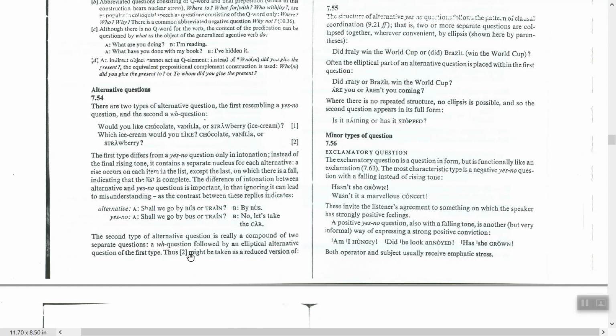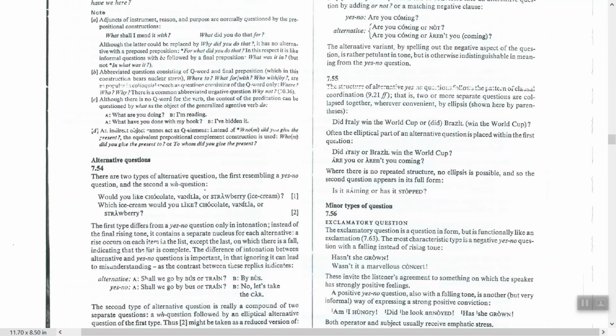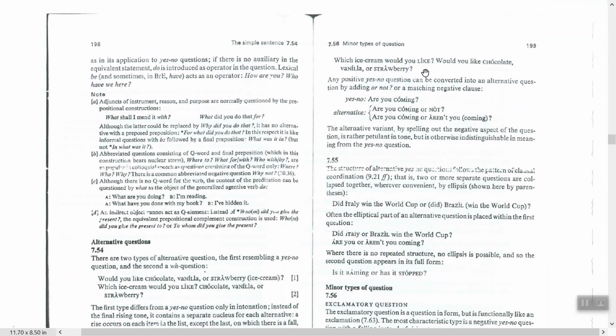Thus, sentence number two, "Which ice cream would you like?" can be taken as a reduced version. So what is the origin of this sentence, the whole sentence without reduction, without any kind of deletion or omission? "Which ice cream would you like? Would you like chocolate? Would you like vanilla? Would you like strawberry?" As if in this way. So we have reduction, and it's very important. In English, we try to reduce our speech, try to avoid repetition.